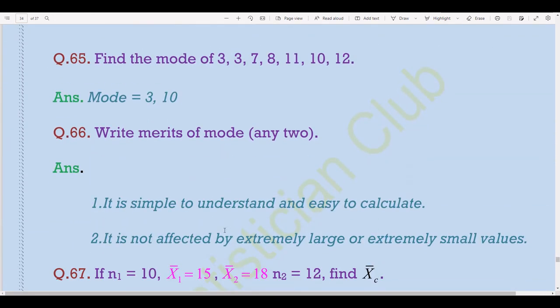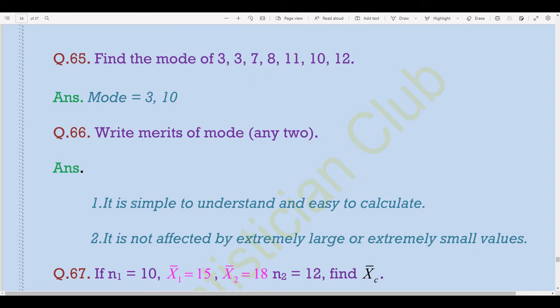Question 65. Find the mode. The mode is the most repeated value. So this is ungrouped data. For ungrouped data, we can find the mode as the most repeated value. Here the most repeated value is 3. So this is 10, not 11. But in this data set, there is only one mode, which is 3, not 2.